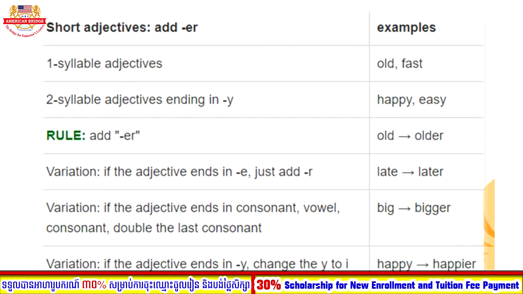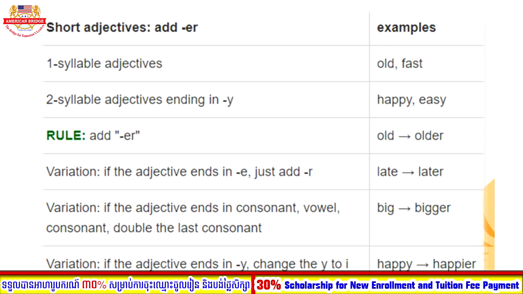Short adjective add er. So we have to add er to adjectives that have one syllable. Okay. So look at number 1. One syllable adjectives, we have to add er, like the word old, older. Fast, faster. Slow, slower, small, smaller, big, bigger, short, shorter, long, longer. So we just add er to adjectives that have one syllable.